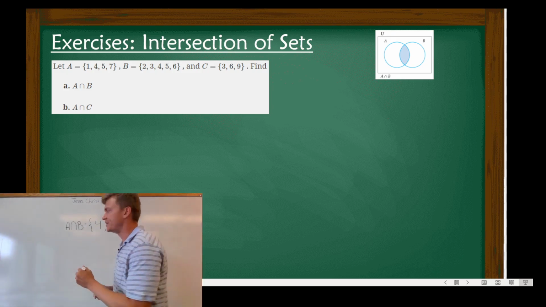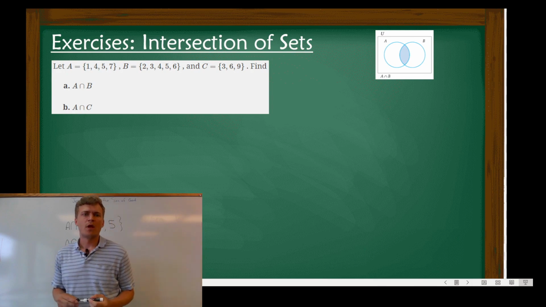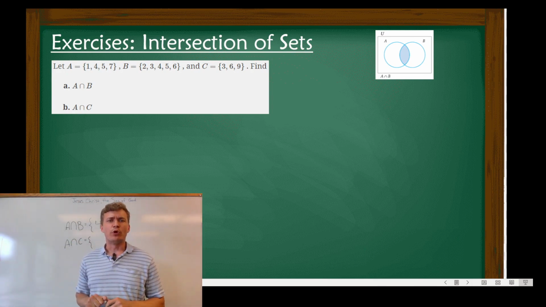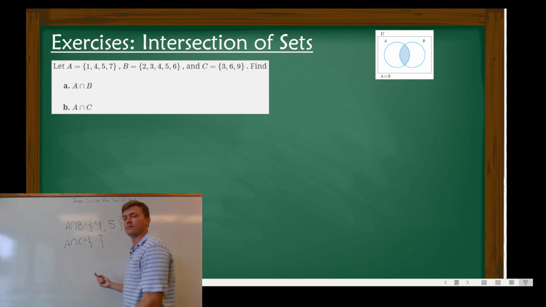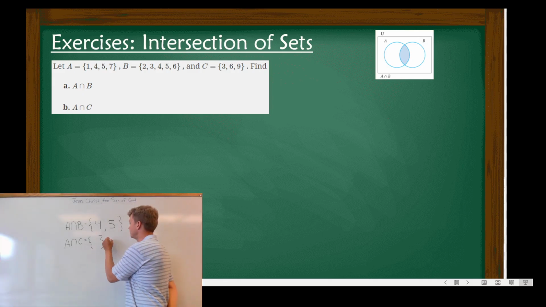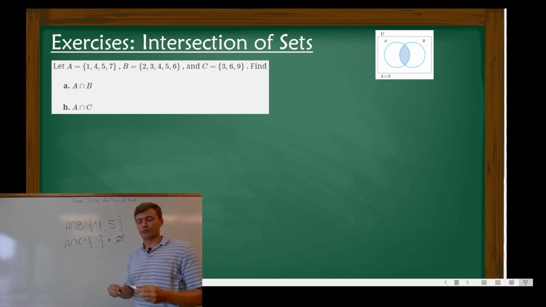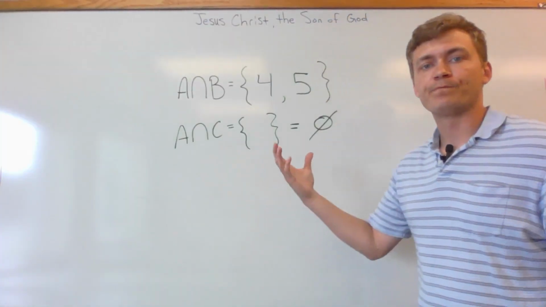What about A intersect C? Take a look here at A intersect C. A contains 1, C does not. A contains 4, C does not. A contains 5, C does not. A contains 7, C does not. A intersect C is the empty set. We can also denote that using our empty set notation with the slash mark through our circle. I'll go to the full screen here to see what we're working with. And there we have it.